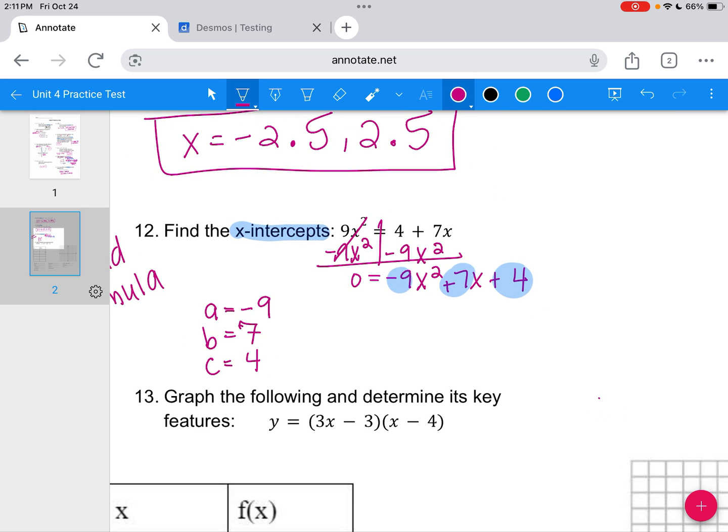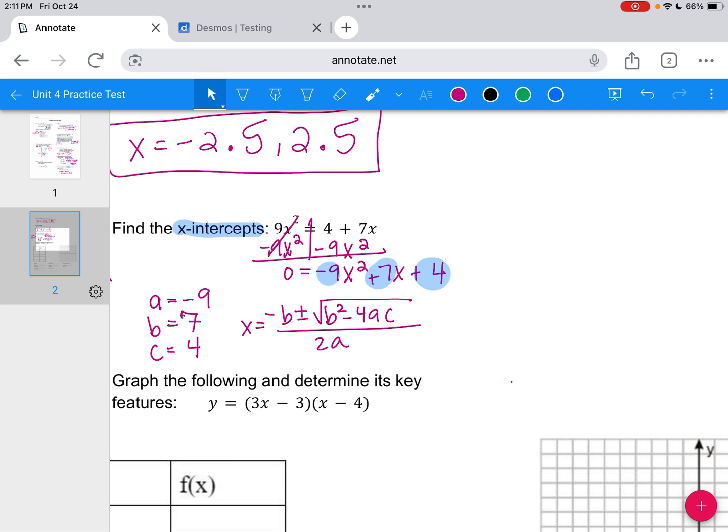And we're going to plug this into x is equal to opposite b plus or minus the square root of b squared minus 4ac all over 2a. Let's go ahead and do that. x is equal to opposite b plus or minus the square root of b squared minus 4ac all over 2a.